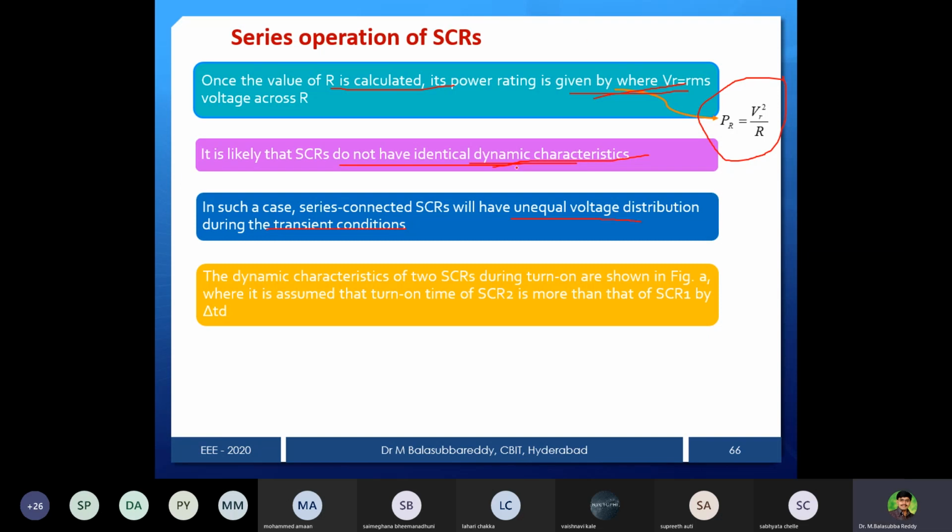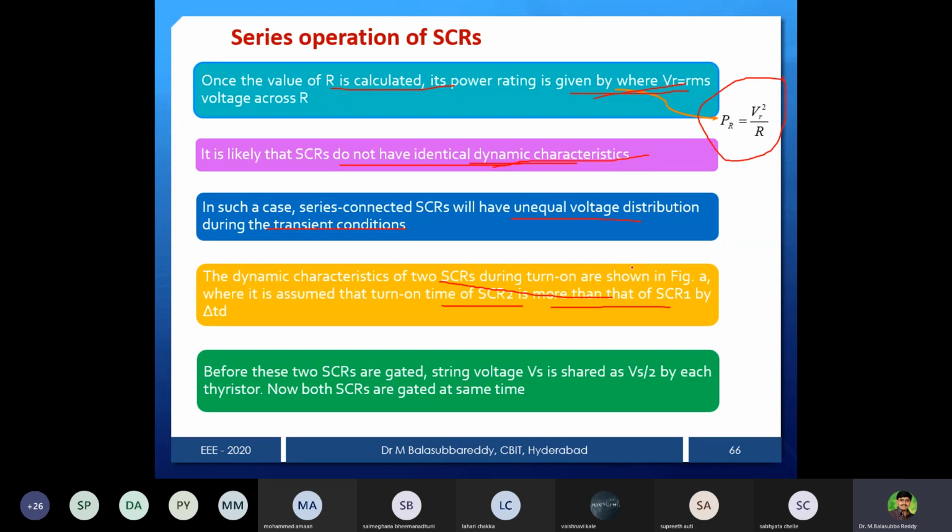So for the dynamic characteristics of two SCRs during on and during off, in both cases SCR1 and SCR2 will not have the same voltage sharing. We also have to consider the turn on time and turn off time of SCR1 and SCR2. If the turn on times are different or the turn off times are different, what will happen? That also we'll notice now.